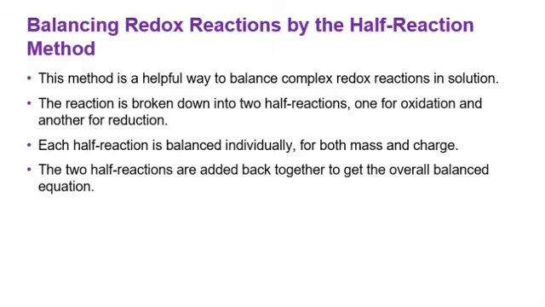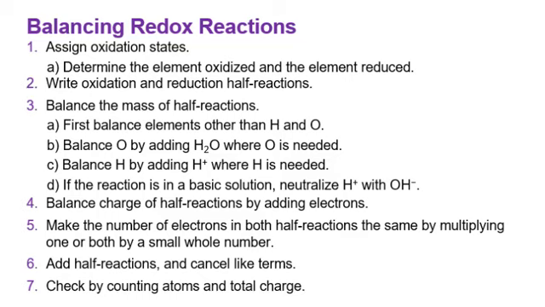In more detail, though, if we want to walk through this, you would assign oxidation states as step 1 according to the textbook, write the oxidation and reduction half reactions, then balance each half reaction for mass, because we cannot create or destroy mass, so we have to balance it. First, balance all elements except H and O, then balance O atoms by adding water, and then balance H atoms by adding H+. If the reaction is in a basic solution, you would then neutralize the H+ with OH- to convert it to water and have excess OH- on one side of the equation generally.